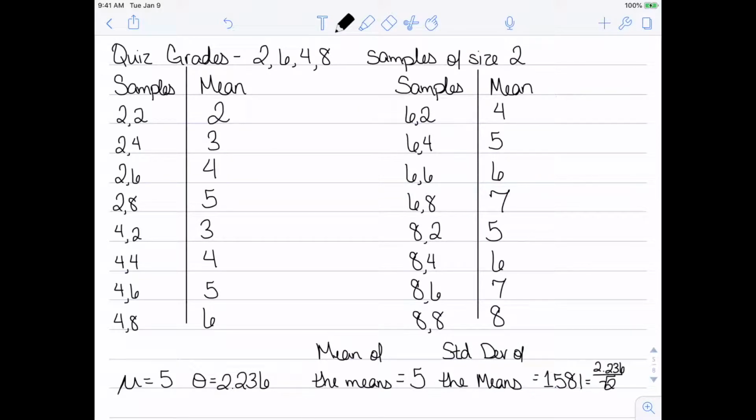If I find the standard deviation of all of those means, I get 1.581, which is the same as the population standard deviation, 2.236, divided by the square root of 2, the square root of the sample size. That's what the central limit theorem was saying in the third part. The first part was that it is normally distributed, which we saw when we built the histogram. The central limit theorem says that's always going to be the case. It'll be normally distributed, my mean will be the same as the population mean, and my standard deviation is the population standard deviation divided by the square root of the sample size.